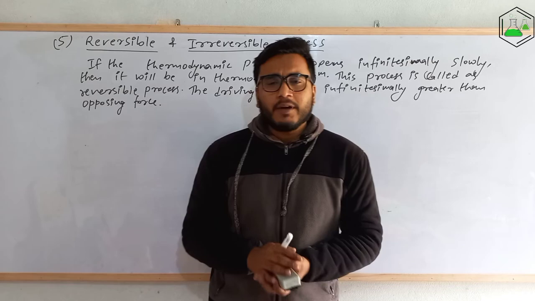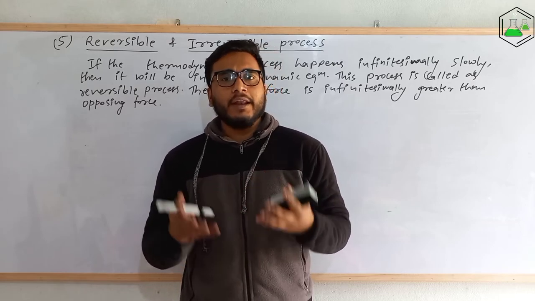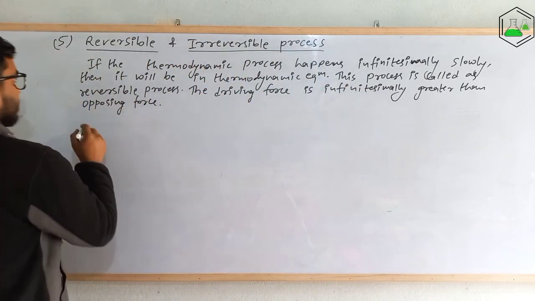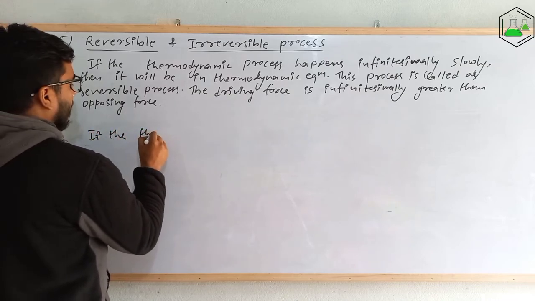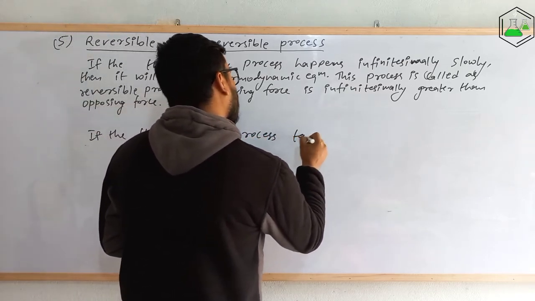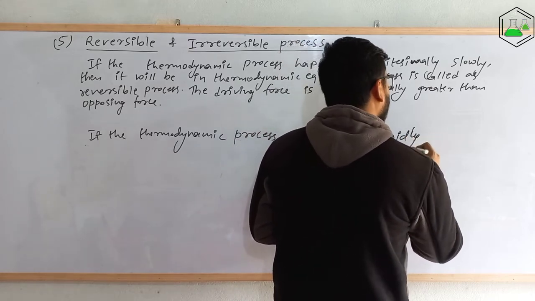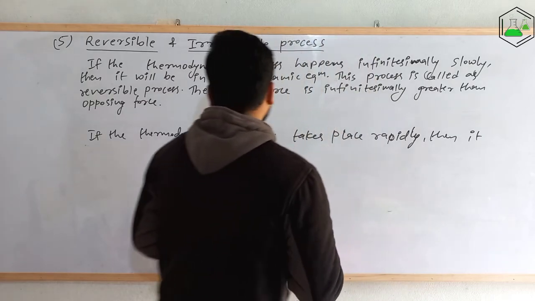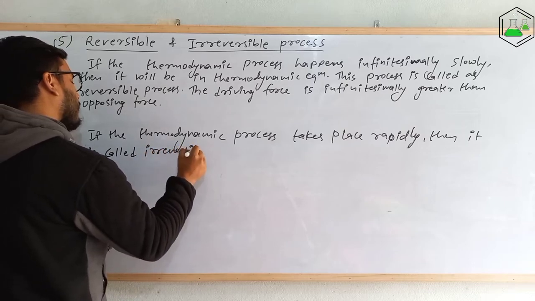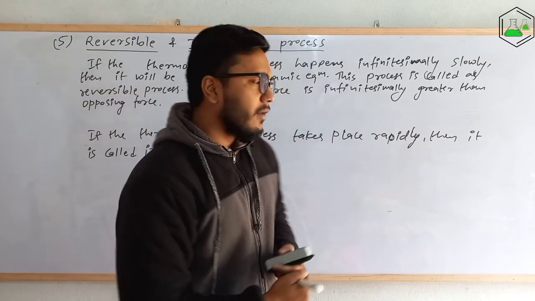But irreversible process means sudden change. Okay, if the thermodynamic process is happening suddenly, then obviously that will not be in thermodynamic equilibrium, and that type of process is called irreversible process. So if the thermodynamic process takes place rapidly, then it is called irreversible process. Got confused? Let me explain this with a simple diagram.